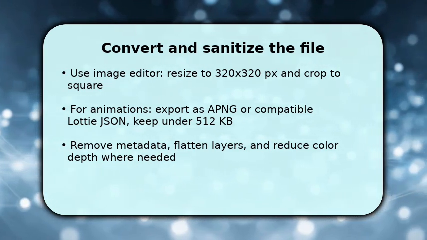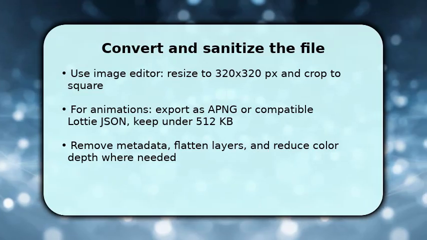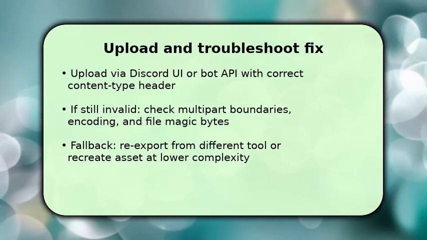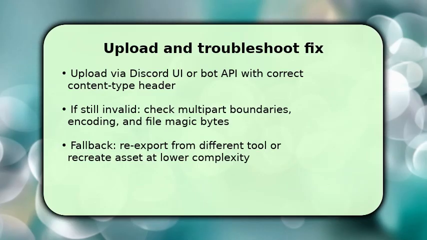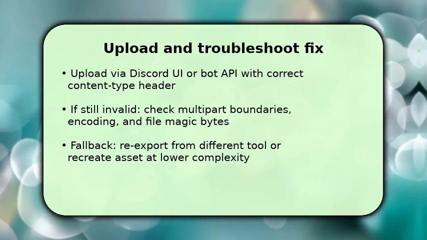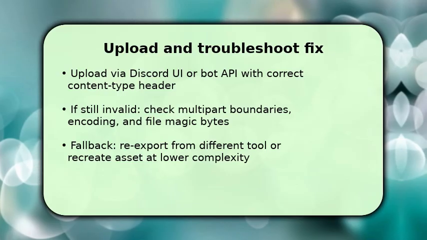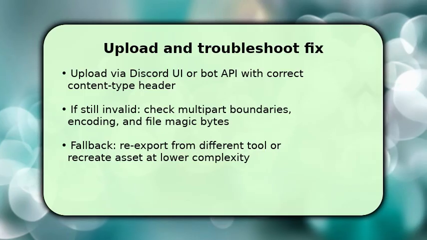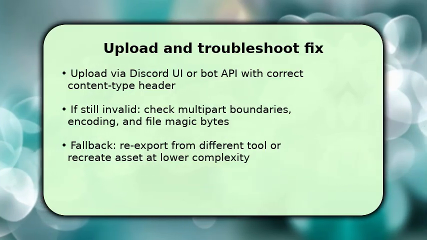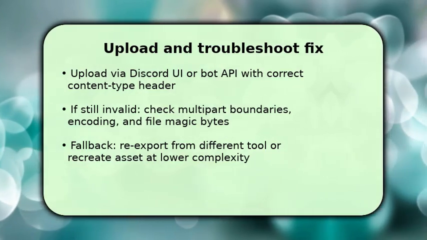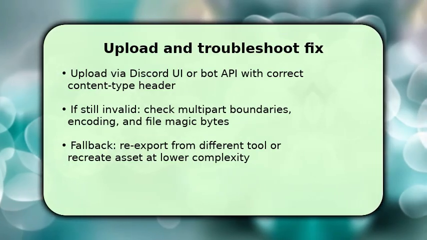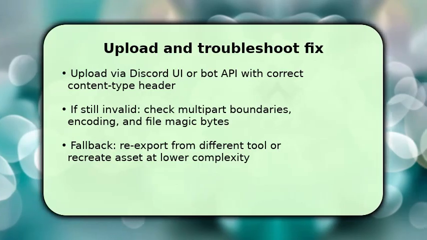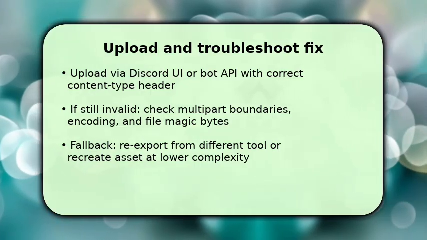You finish by uploading the corrected sticker and confirming success. Use the Discord UI for manual uploads or the API endpoint with the correct content type header when automating. This matters for how Discord parses the file. If the asset remains invalid, inspect the upload encoding, multipart boundaries, and the file's magic bytes, because corrupt headers cause rejections. If problems persist, re-export from another tool or simplify the asset further. A single troubleshooting tip: recreate the file.